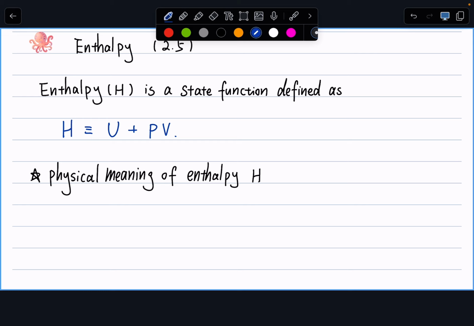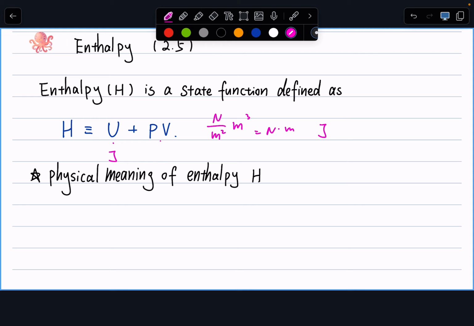Before we move on, it's always nice to do a sanity check. Remember, you can only add and subtract two terms when they have the same dimension. We know U is an energy, so it should have the unit of joule. PV, your pressure is Newton over meter squared, volume is meter cubed, so that gives you Newton meter, effectively the same dimension as joule. So we're happy: PV and U all have the same dimensionality.